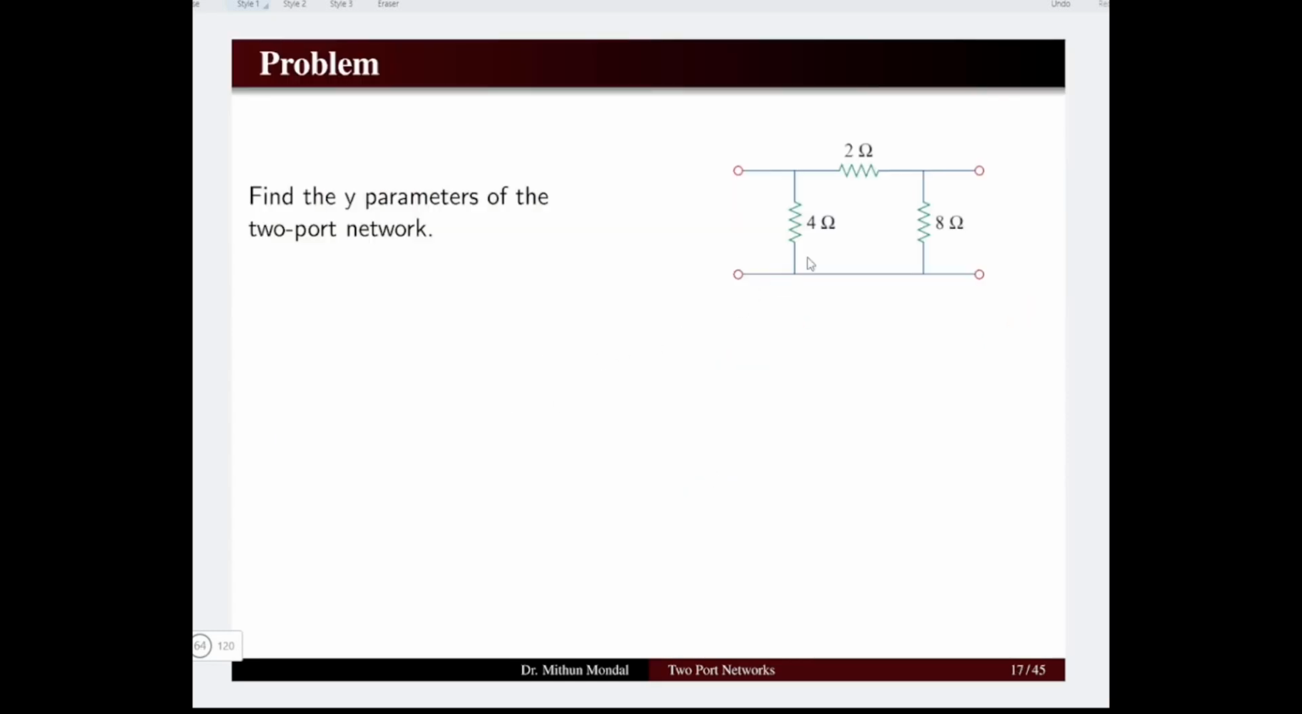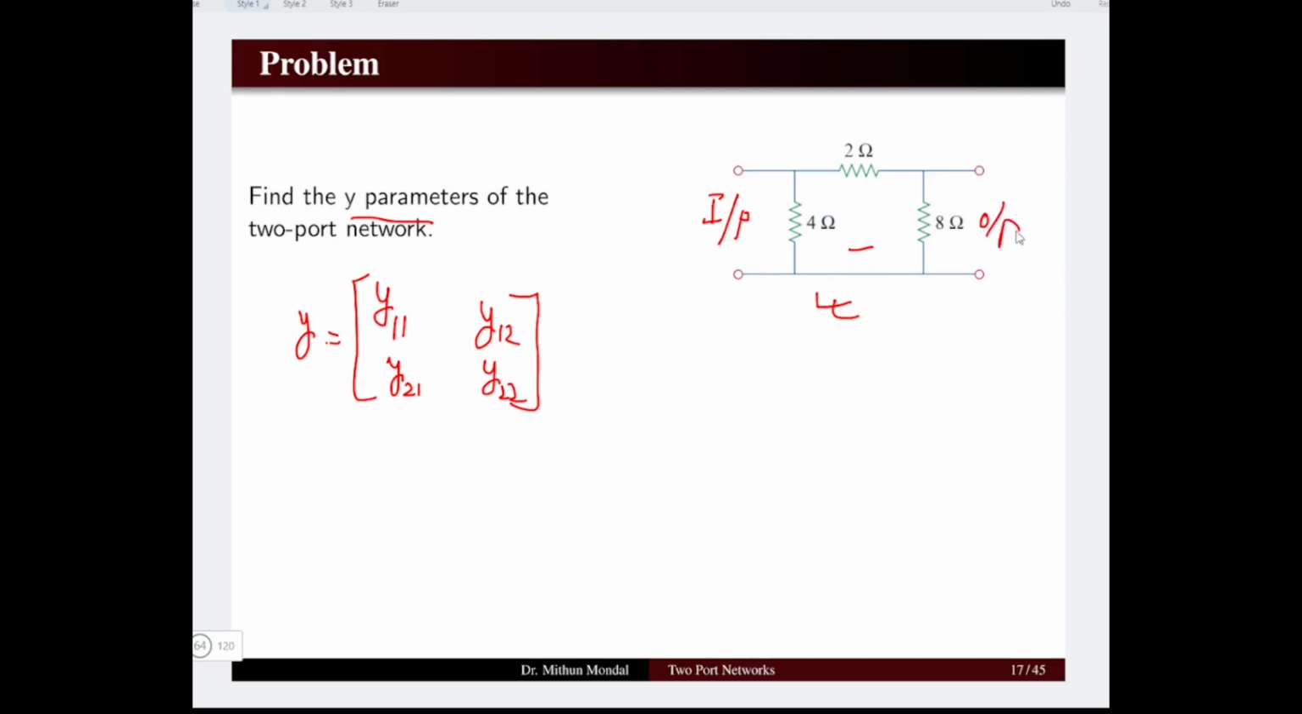Let us solve one problem. So in this network, we have to determine the Y parameters. So we have to determine Y11, Y12, Y21 and Y22. These parameters are basically known as Y parameters, which we need to find. How to find them for this particular case? So this is my input port and this is my output port.